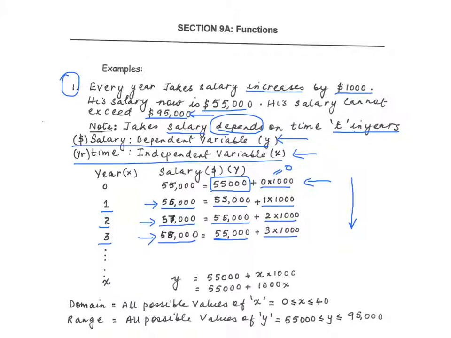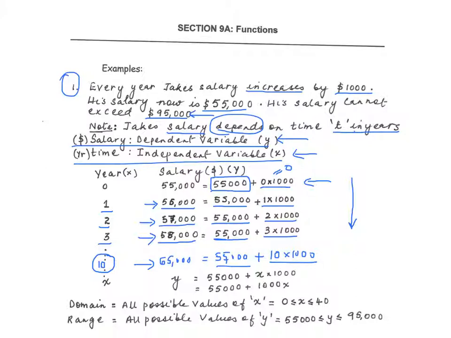So the pattern continues. Once we establish the pattern, we can figure out his salary in any one year. So in year 10, for example, we don't have to go through all the steps. Now we know the pattern. So it would be $55,000, which is his beginning salary, plus 10 times $1,000, because there are 10 increments in 10 years of $1,000 each, which makes it $10,000 plus $55,000, which is $65,000. So we can pick any one year and figure out what his salary is.